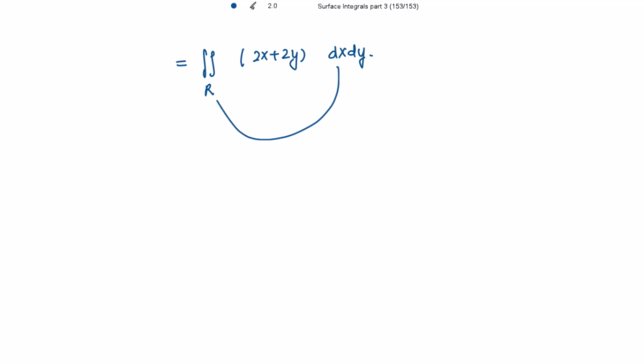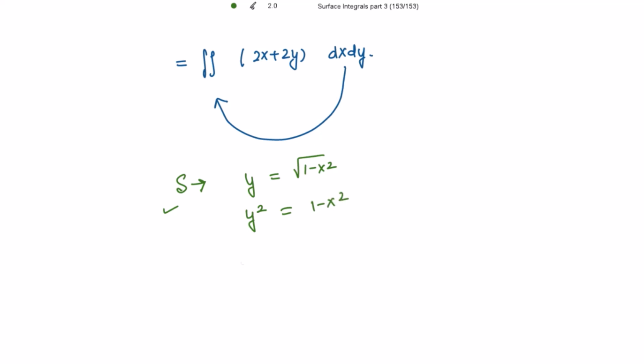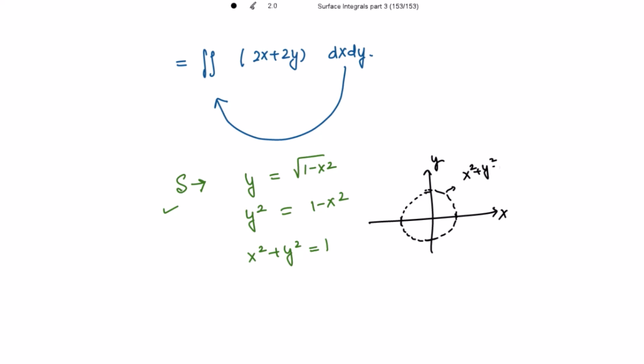And now we need to write the limits for x and y. Since it is given that the surface is enclosed by the semicircle y = √(1 − x²), squaring both sides we get y² = 1 − x², or x² + y² = 1. That is the unit circle in the xy plane, right? But the surface is enclosed by the semicircle, that is the upper half part.